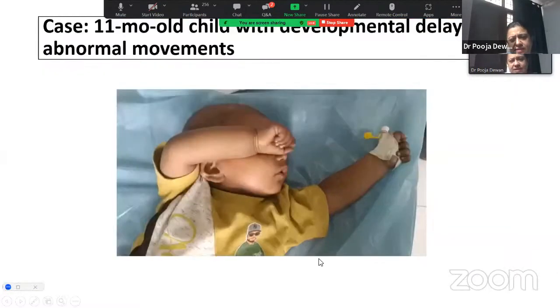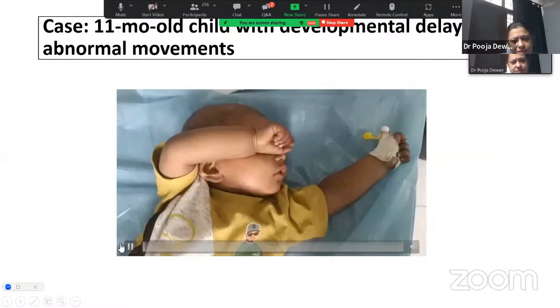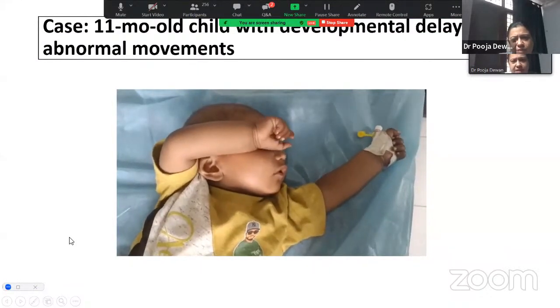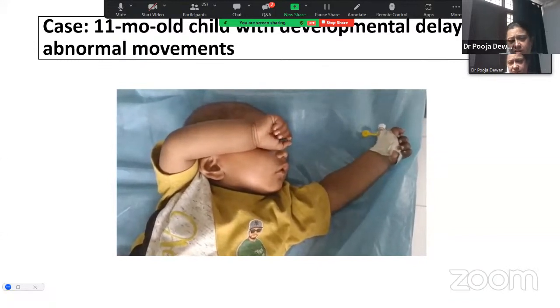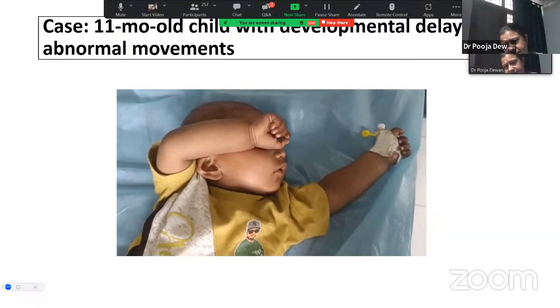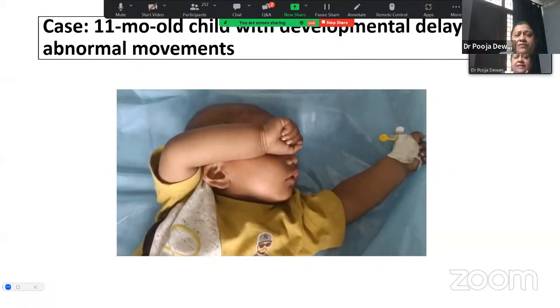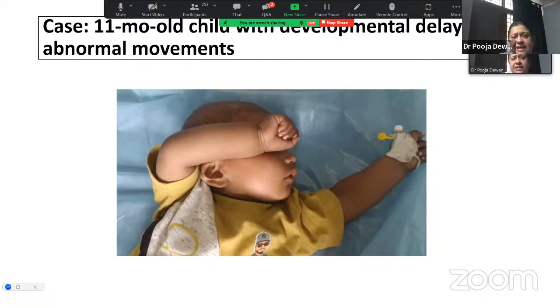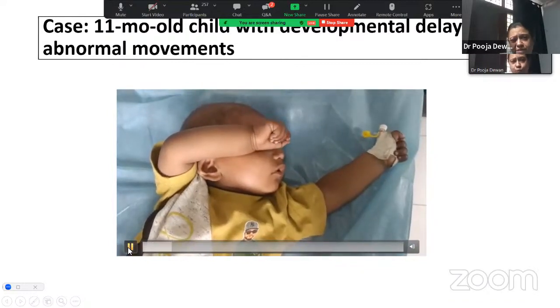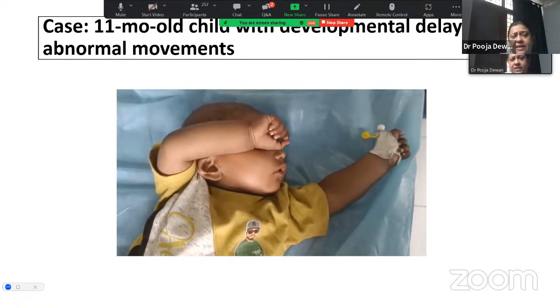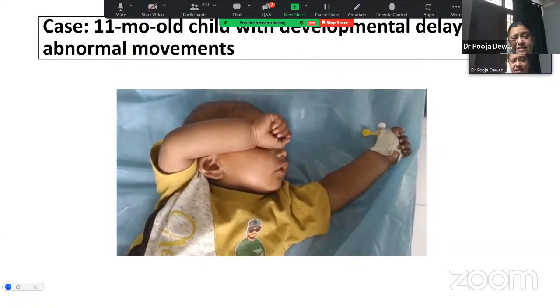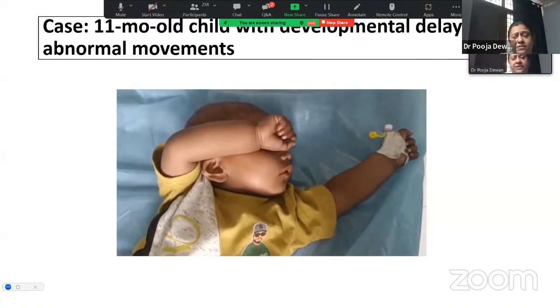So as you can see here, you can notice these subtle movements in the hands, and the hyperpigmentation of the knuckles is visible in the left hand. This child had presented at 11 months of age with developmental delay. You can see the appearance is quite chubby. There is sparse, thin hair, and you can notice these tremulous movements. So sometimes the findings can be very subtle, and you have to suspect and get the patient tested. And in such cases, it is also important to test the mother.